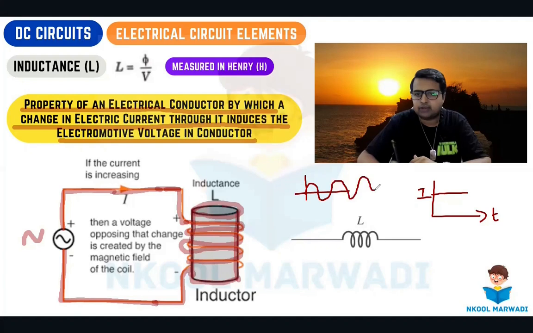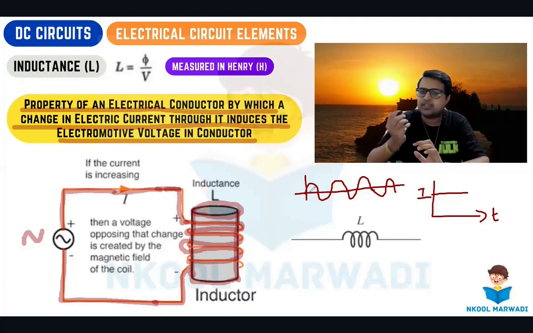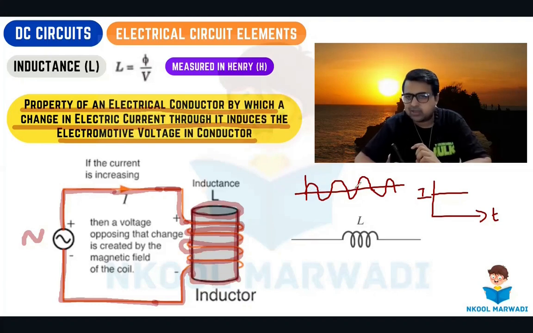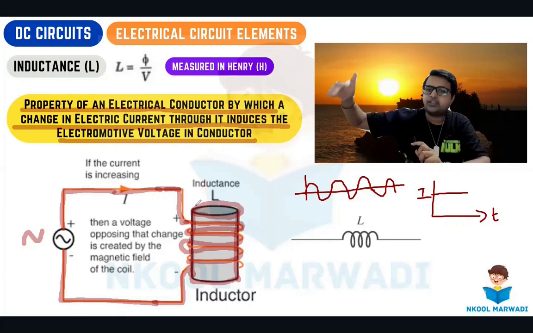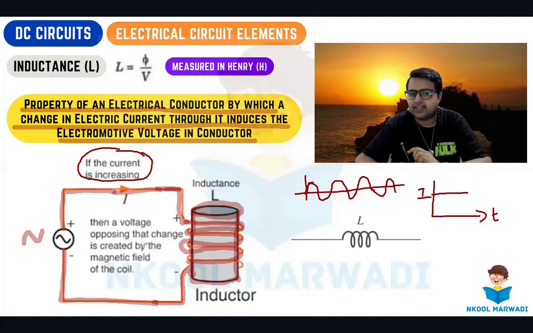It can be a sinusoidal wave or a cosine wave. So let us suppose it is a sinusoidal wave. We can see that with every time instance the current will be different. So this is the AC current. Now the point is that when we have AC current in which the current is changing, like here we can see the current is increasing for some time, what will happen is that a voltage opposing that change is created by the magnetic field of the coil.